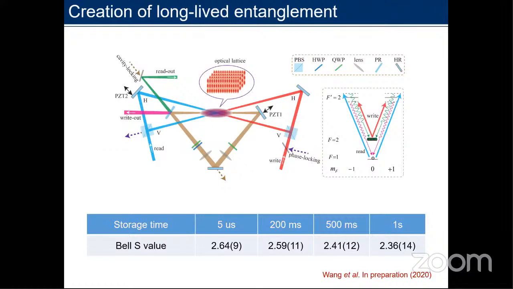Very recently, we have made further progress by engineering two control modes to create entanglement between a single photon's polarization and the collective spatial mode of the atomic ensemble inside the cavity. We use a 3D optical lattice to improve the lifetime as usual. The created atom-photon entanglement is tested to violate the Bell inequality after a storage duration of 1 second.